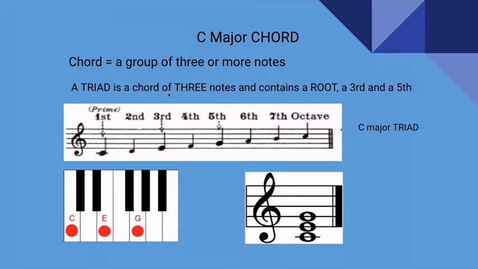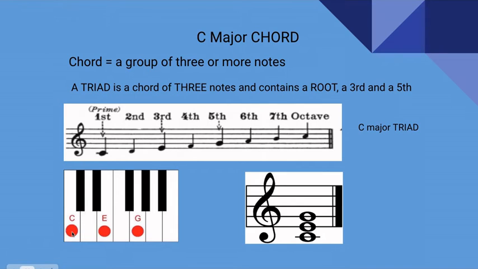A triad is a chord of 3 notes and contains a root, a third, and a fifth. So only these 3 notes. What is the root? The note on which a chord is built is called the root. C major is built starting from C, so the root for C major is C. The triad consists of the root, C, then the third, E, and the fifth, G.